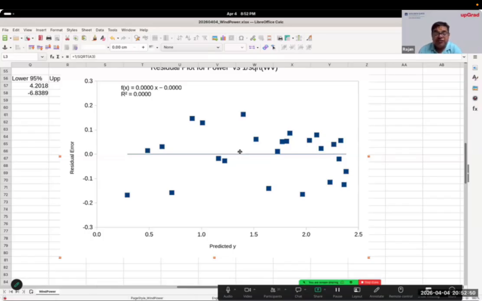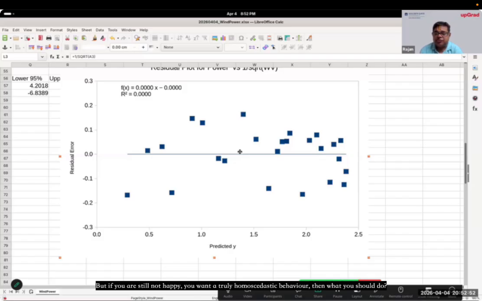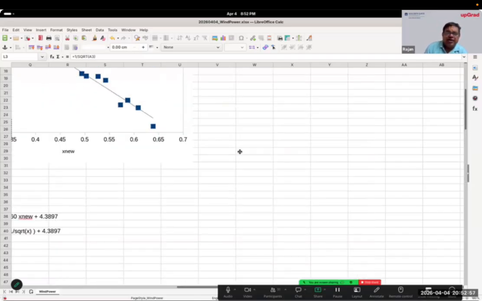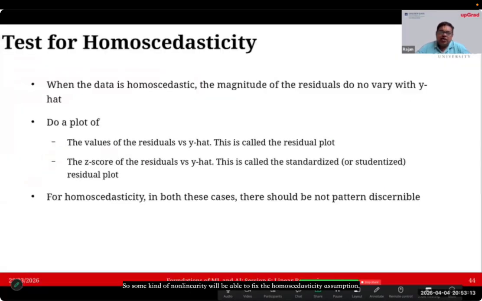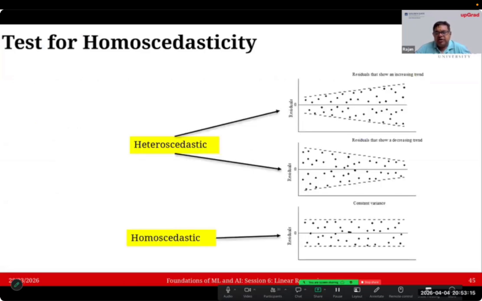But if you are still not happy, you want truly homoscedastic behavior, then what you should do is look for a different kind of non-linearity, because perhaps this non-linearity is not sufficient. That's all. So let's search for a different non-linearity. Some kind of non-linearity will be able to fix the homoscedasticity of the logarithm of odds. From the logarithm of odds, calculate odds. From odds, calculate probability. So here are two examples of failures of the homoscedasticity assumptions.